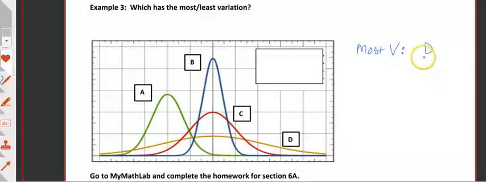D has the most. I would say C would come next. Then I would say A would be next, and B to me would have the least variation. And remember, variation is spread. D has the most spread, B has the least spread, and then C and A come in between that.